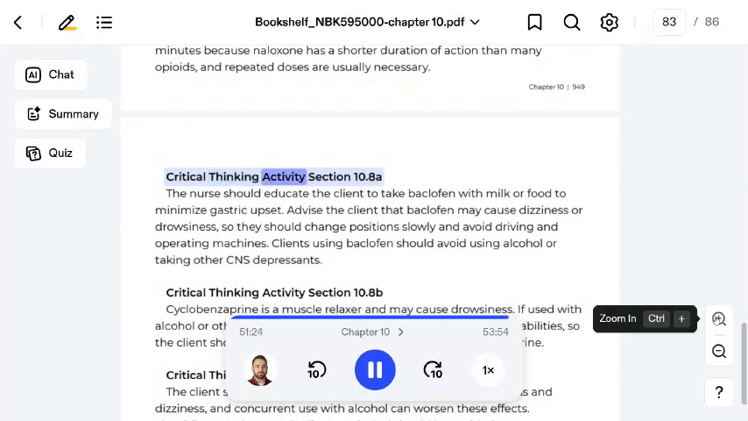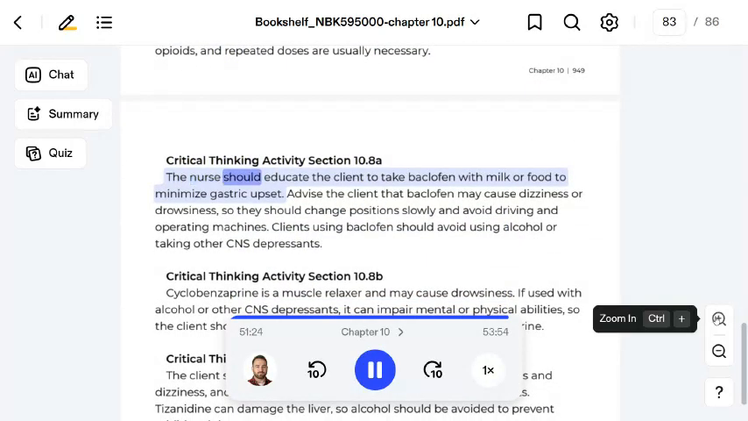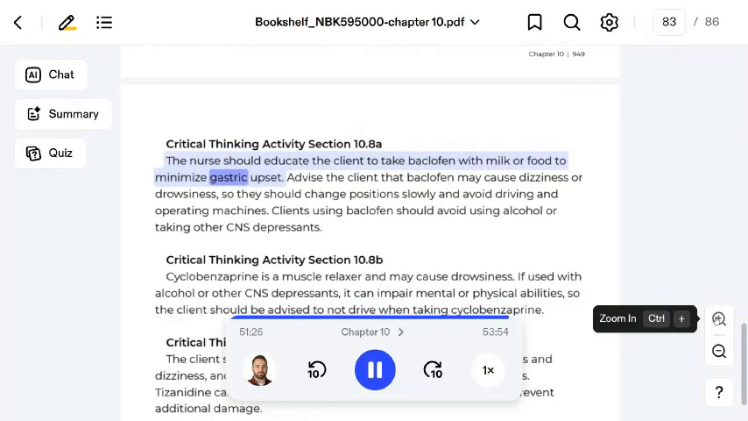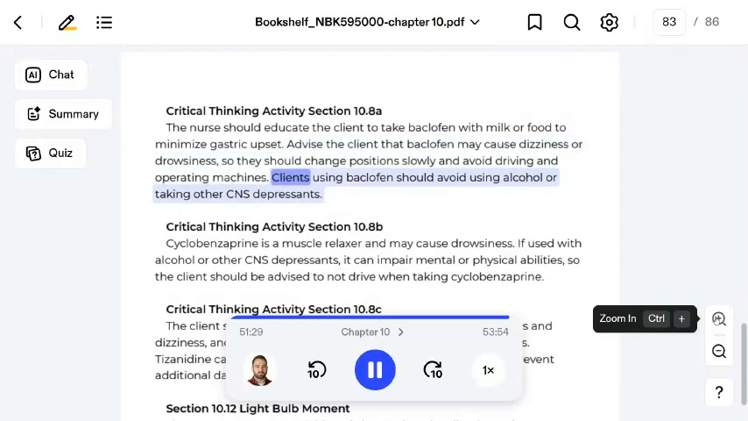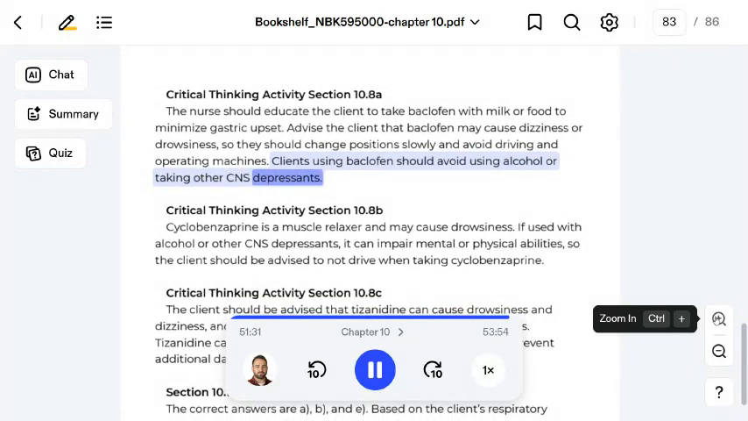Critical Thinking Activity Section 10.8a. The nurse should educate the client to take baclofen with milk or food to minimize gastric upset. Advise the client that baclofen may cause dizziness or drowsiness, so they should change positions slowly and avoid driving and operating machines. Clients using baclofen should avoid using alcohol or taking other CNS depressants.